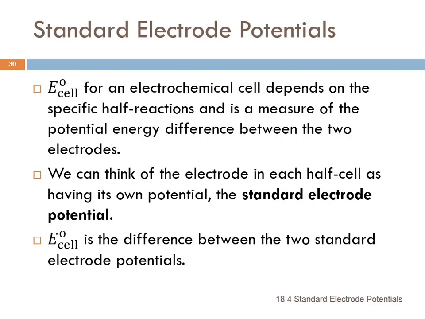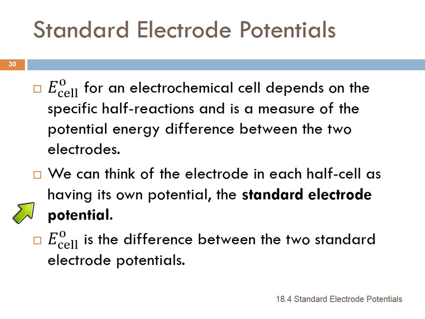Standard electrode potentials. So we talked about the standard potential for an electrochemical cell. And that is going to depend on the specific half reactions that are occurring in the cell. There are two half reactions that make up the entire reaction. One is oxidation, one is reduction. And so E cell depends on which reactions we're using. It's a measure of potential energy difference between the two electrodes.